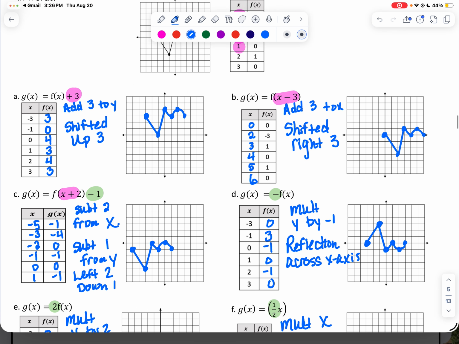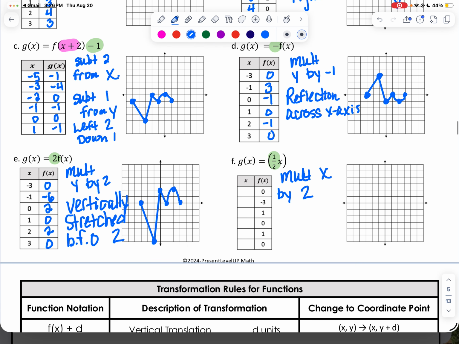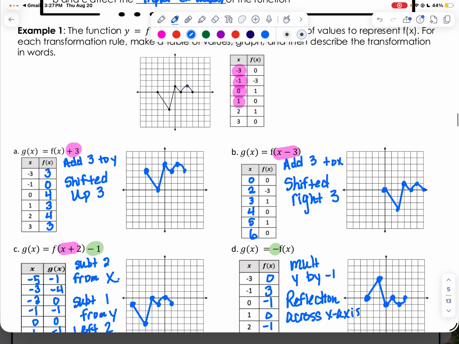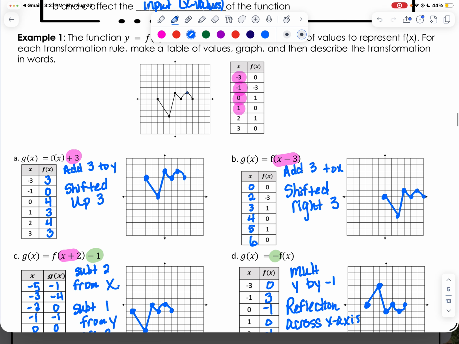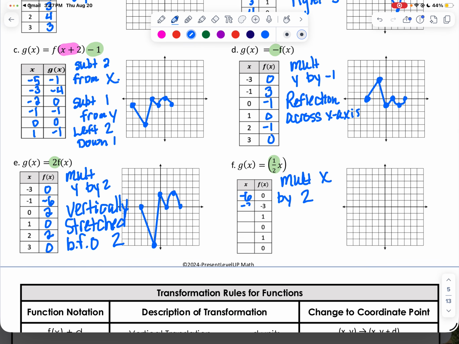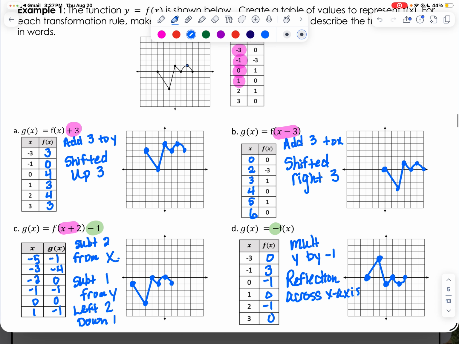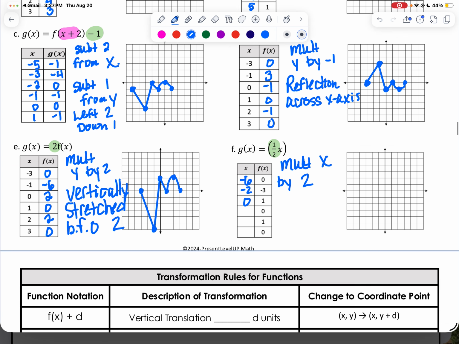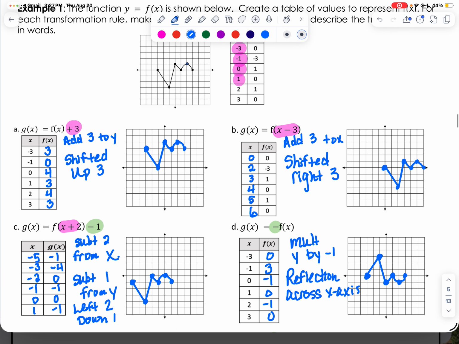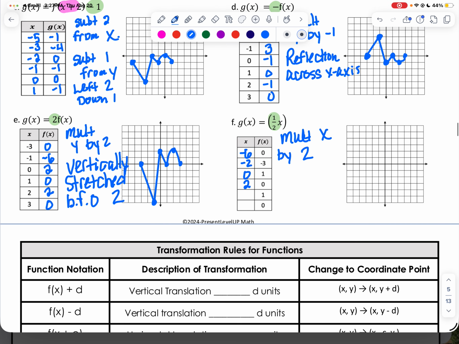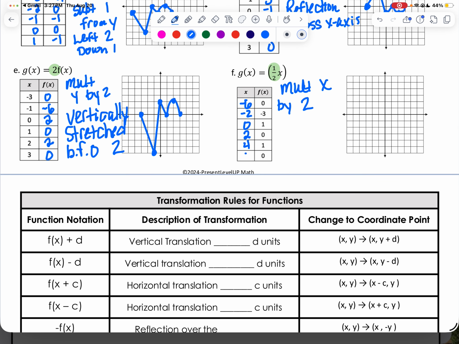So whenever you're grouped up with x, like up here, we did the opposite, we subtracted 3. Here, we're going to multiply everything by 2 instead of 1/2. So I'm going back to my original x's. -3 times 2 is -6. -1 times 2, -2. 0 times 2 is still 0. 1 times 2 is 2. 2 times 2 is 4, and 3 times 2 is 6.